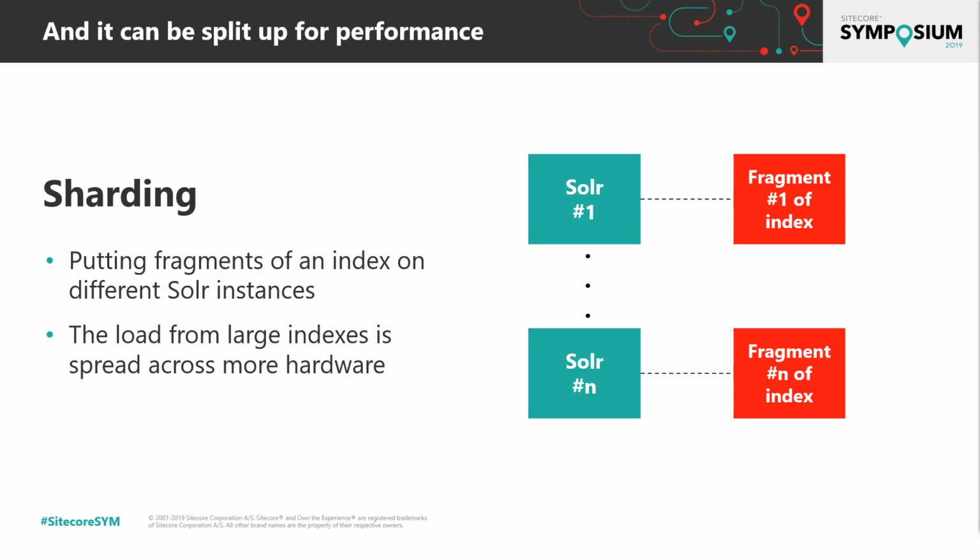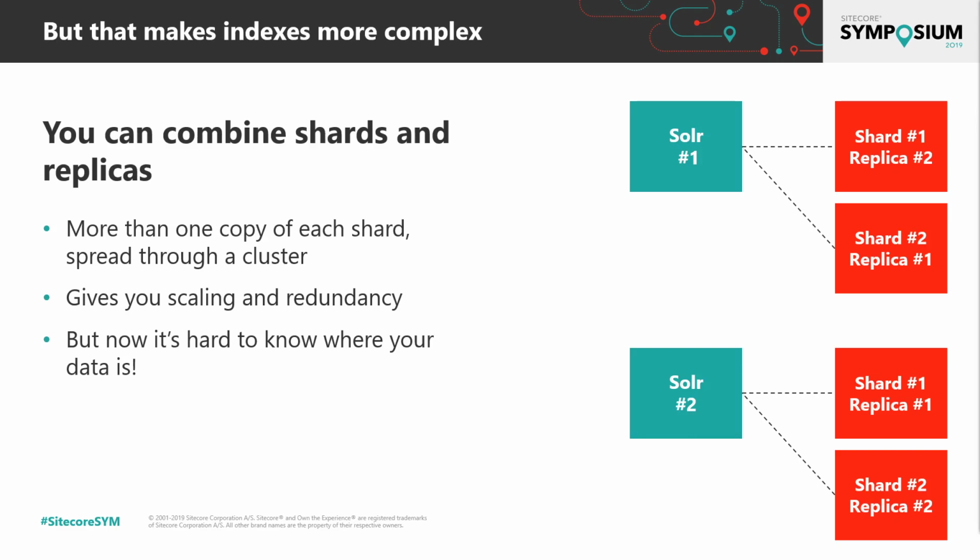Secondly, data can be sharded. That means that an index is split into pieces and they live on different servers. This allows disk space and load to be shared, so clusters can scale to bigger indexes and more queries. You can shard and replicate a single index. Multiple copies of each shard give both scaling and resilience.